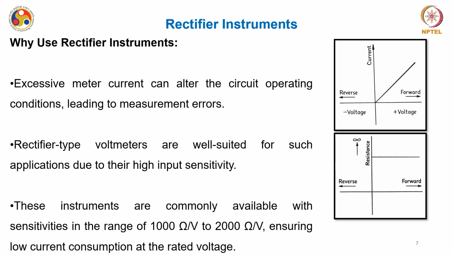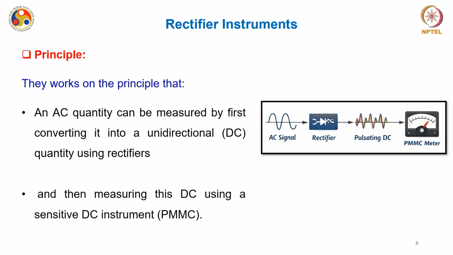Basically, if you see these instruments, the rectifier kind of instrument has high sensitivity, of the order of say 1000 ohm per volt to even as high as 2000 ohm per volt. If your analog meter has this kind of sensitivity, you can be assured that low current consumption is possible. Your voltmeter is not drawing very high current. So these kind of instruments are very suitable, which is why I mentioned them for when you are dealing with very low voltages or very high resistances.